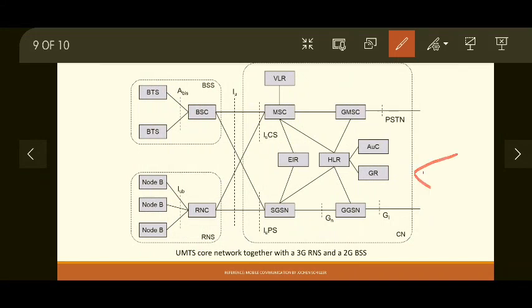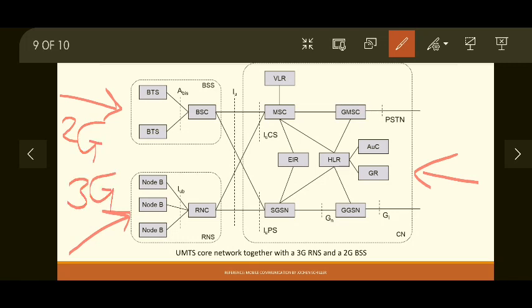This is a core network, this is a base station subsystem, and this is a radio network subsystem. So base station subsystem means this is from 2G, radio network subsystem means this is from 3G. Okay, so core network supports all the previous versions, that is 2G, 2.5G, 2.75G, and it also supports the higher version, that is 3G. This is done in order to avoid completely replacing the entire infrastructure.